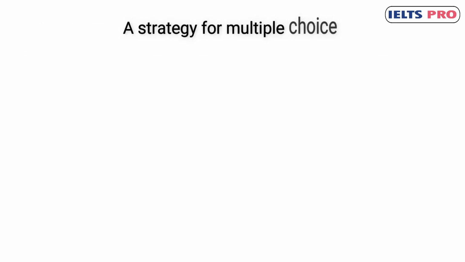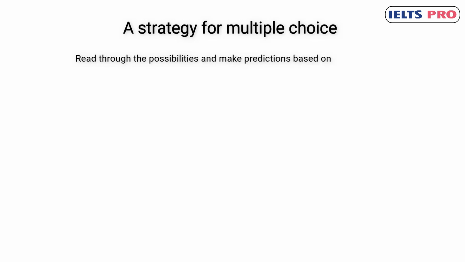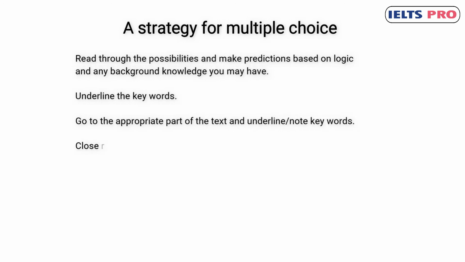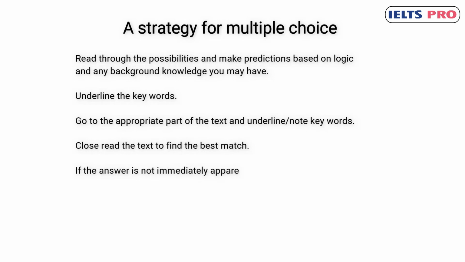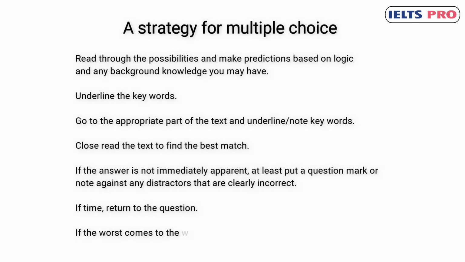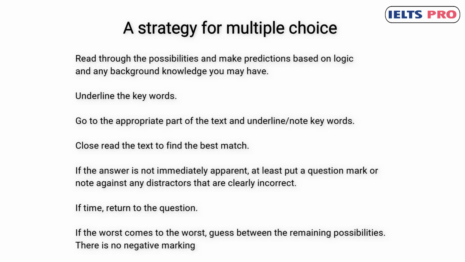A strategy for multiple choice. Read through the possibilities and make predictions based on logic and any background knowledge you may have. Underline the keywords. Go to the appropriate part of the text and underline or note keywords. Close read the text to find the best match. If the answer is not immediately apparent, at least put a question mark or note against any distractors that are clearly incorrect. If time, return to the question. If the worst comes to the worst, guess between the remaining possibilities. There is no negative marking.